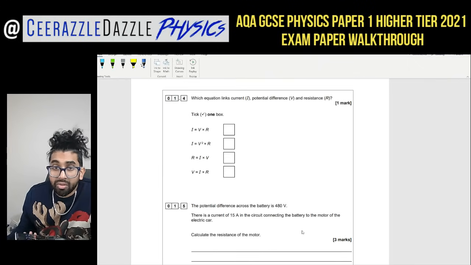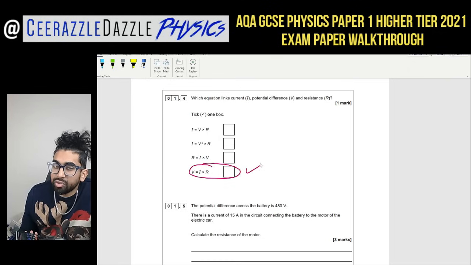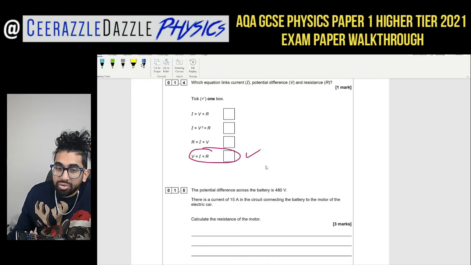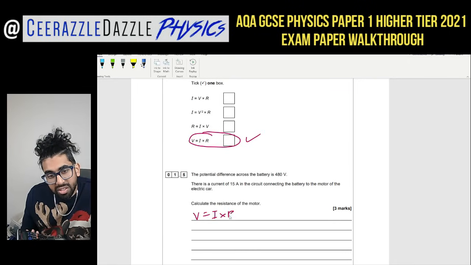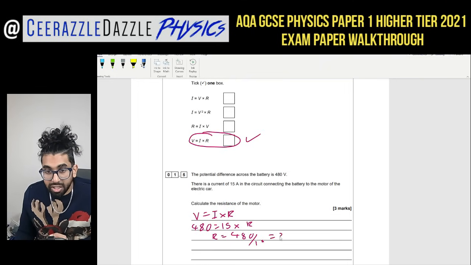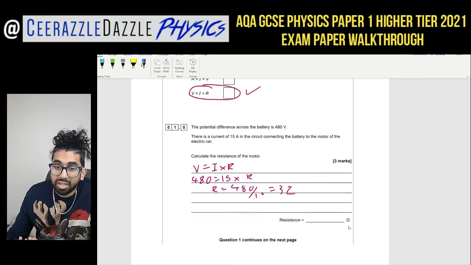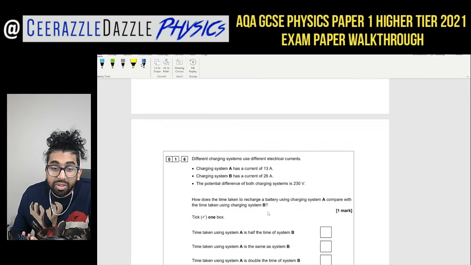Which equation links current, potential difference, and the resistance R? Hopefully we can remember that V is equal to I times R, so this is the correct answer. The potential difference across the battery is 480 volts, and there is a current of 15 amps. Calculate the resistance. This is relatively easy. Voltage is equal to current times resistance, so plugging in: 480 is equal to 15 amps times R. Therefore, R is equal to 480 divided by 15. I'm going to get 32 ohms. So 32 is our answer, and it goes in here, 32 ohms. Easy stuff. Scrolling down for the next bit now.